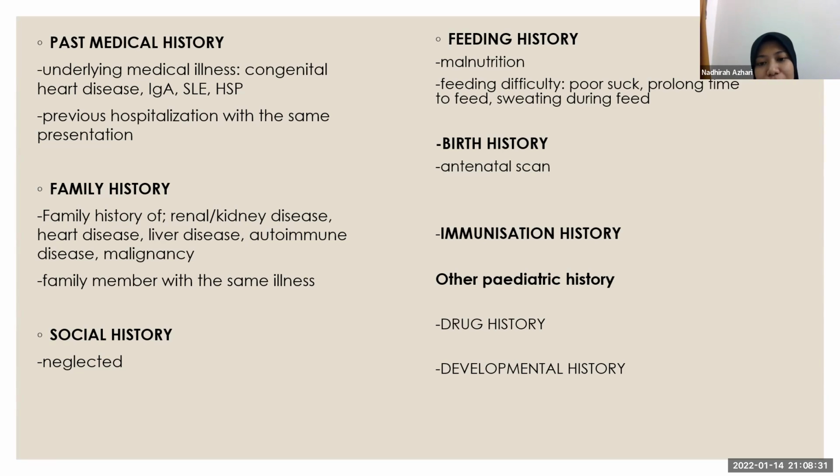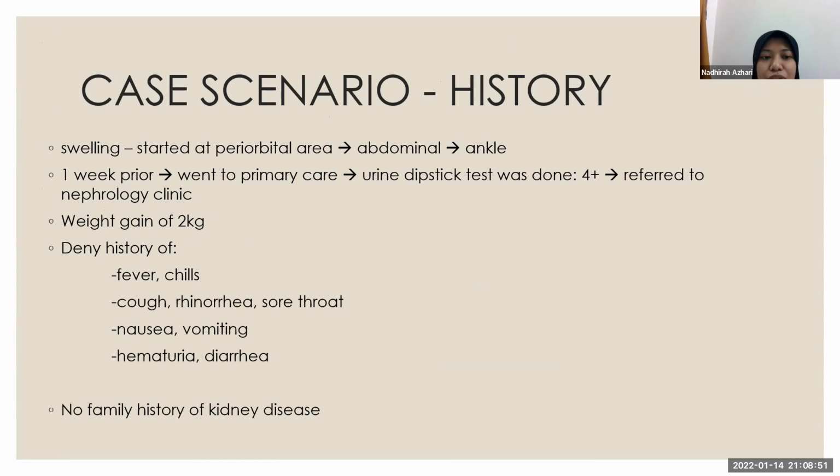Okay, and then for the immunization history, we need to also get the immunization history. And then for the social history, we need to know if the child is being neglected by the parents, so he or she might be malnourished. And then we need to also obtain other pediatric history. Okay, so back to our case scenario.